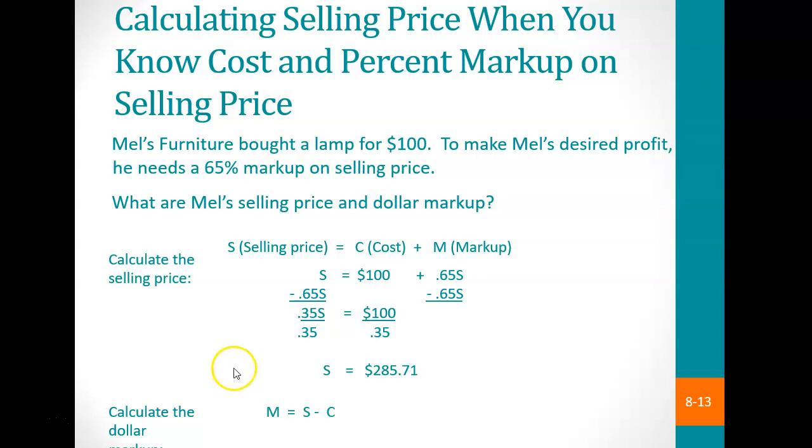So to check our dollars, markup equals sales price minus cost. So we take the sales price of $285.71 minus the 100. Therefore, the markup will be $185.71. So take time to marinate over the first section of the Chapter 8 video. I'm going to come back with part 2, so stay tuned.